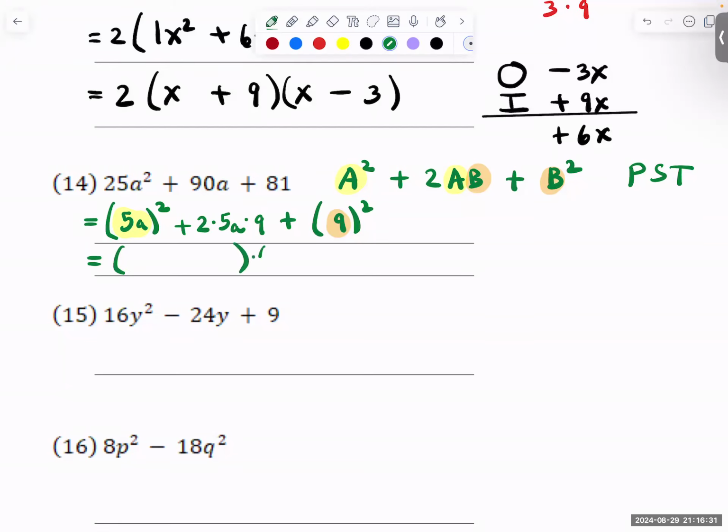So as a product of two binomials, the first term is capital A, which is 5 little a. And the second term is B, which is 9. Addition everywhere. And to check it, the outer product is 45a. The inner product is 45a, which add up to 90a, so it checks out. And this is the same as the square of the sum, 5a plus 9 quantity squared.